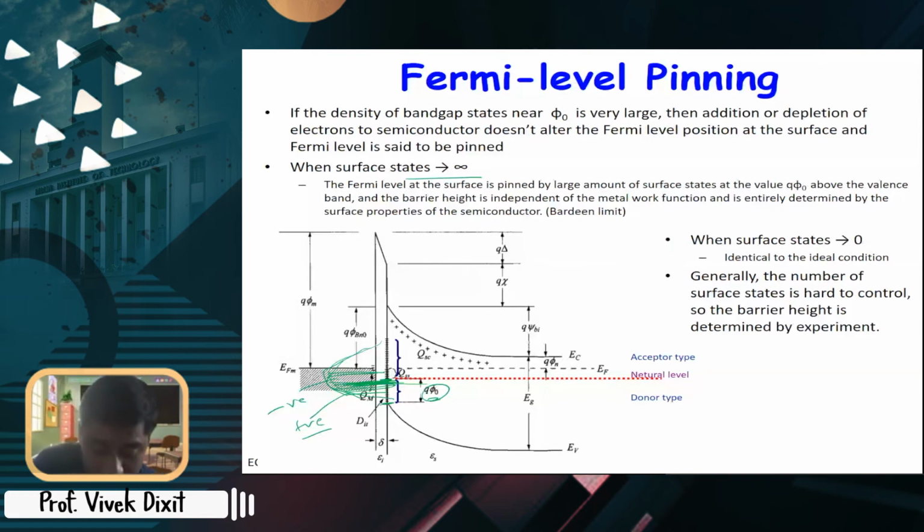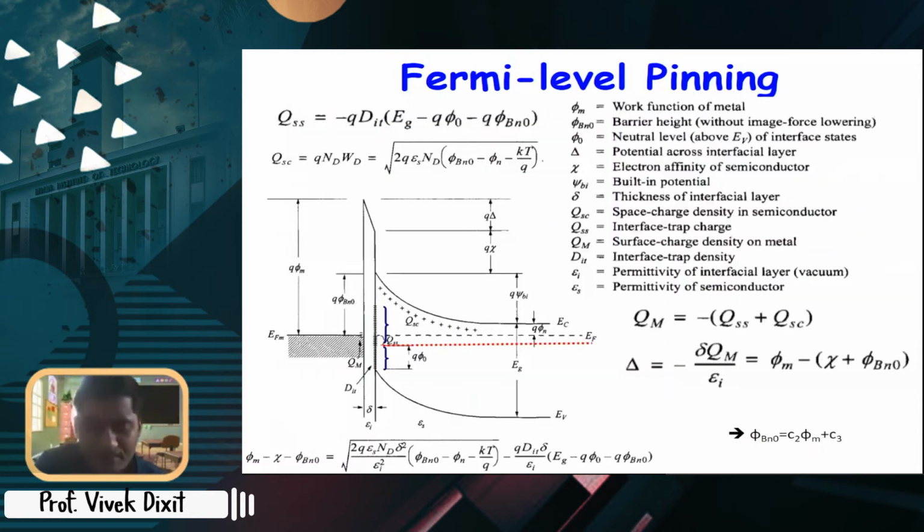And when the metal Fermi level is attached to this energy level, then your barrier height will be fixed, right? The difference between EC and this Q phi naught, that will be your barrier height. So in this case, what will happen to the Fermi level? The Fermi level will still be aligned, but at the metal semiconductor junction, the barrier will be determined by this interface energy level, or the trap states or surface states.